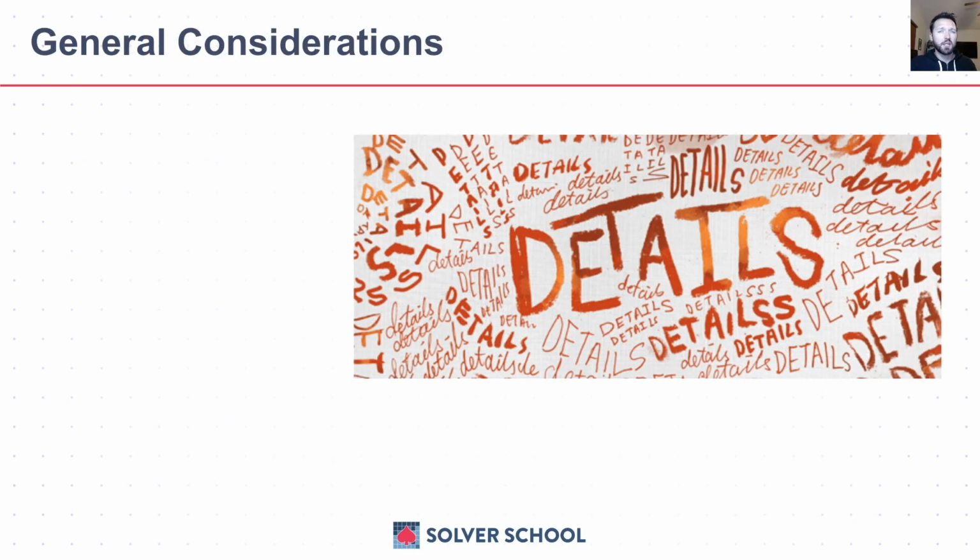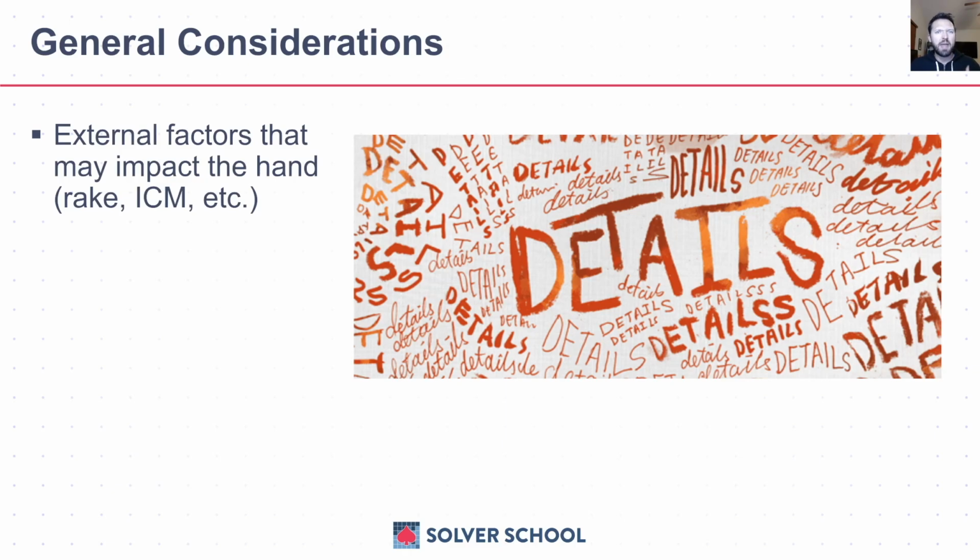Entering game details is actually a fairly simple concept, so we're not going to spend a lot of time on these general considerations, but there are some things that we should keep in mind as we're entering some of these game details. First are some external factors that may impact the hand. So we've covered rake and ICM. Anything that is not necessarily inherent to the specific hand of poker that we might think of as it relates to bet sizing or ranges that could impact the output. Rake being one of those that we just discussed.